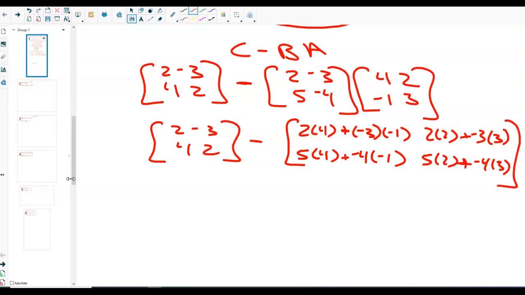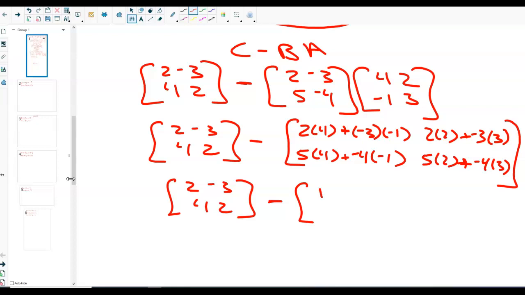And you can check here. 2, negative 3 is throughout my first row. 5, negative 4 is throughout my second row. 4, negative 1 is my first column. 2, 3 is throughout my second column. So [2, -3; 4, 2], and we're going to subtract this new matrix.